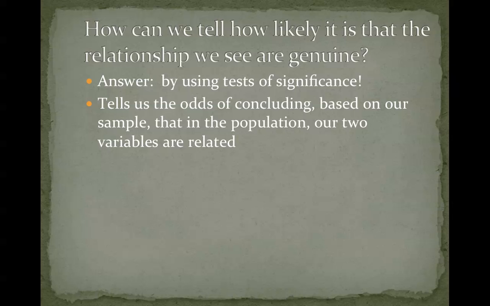I want to back up a little bit, though, and describe some basic principles here. How can we tell how likely it is that the relationship that we're actually seeing is genuine? And of course, the answer is we need to use a test of significance. It's not just a matter of looking at a scatter plot, seeing dots, trying to draw a line and assuming that there's a relationship. Now we're going to apply an actual test of significance to get an actual numeric yes or no for the relationship between two variables. Essentially, it tells us the odds of concluding, based on our sample, that in the population our two variables are related.